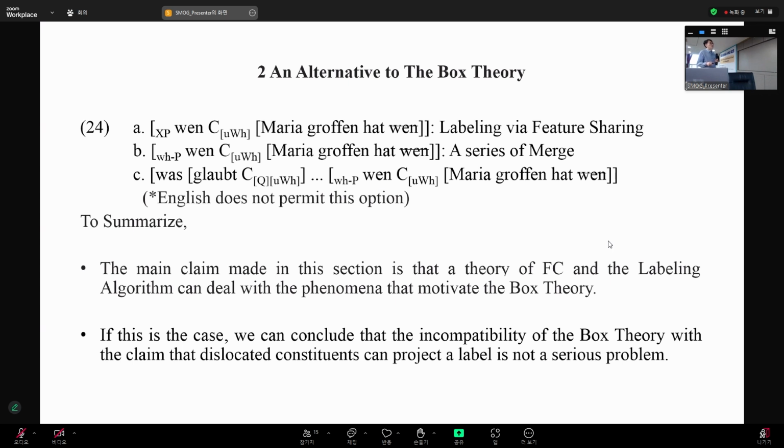So only if the scope of Bach can be extended to their agreement relation, a well-formed sentence can be generated. So the point is that the theory of copy formation and the labeling algorithm can deal with the phenomena that motivate the Bach theory. And if this is the case, we can conclude that the incompatibility of the Bach theory with the claim that dislocated constituents can project a label is not a serious problem.